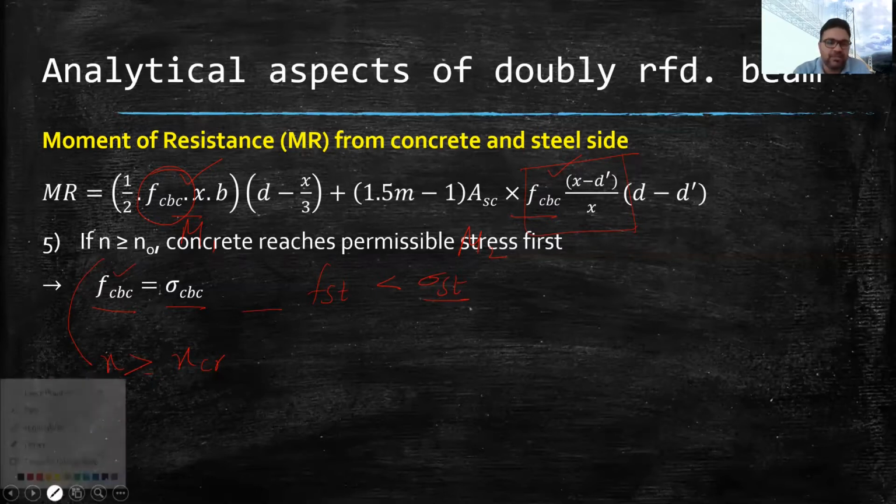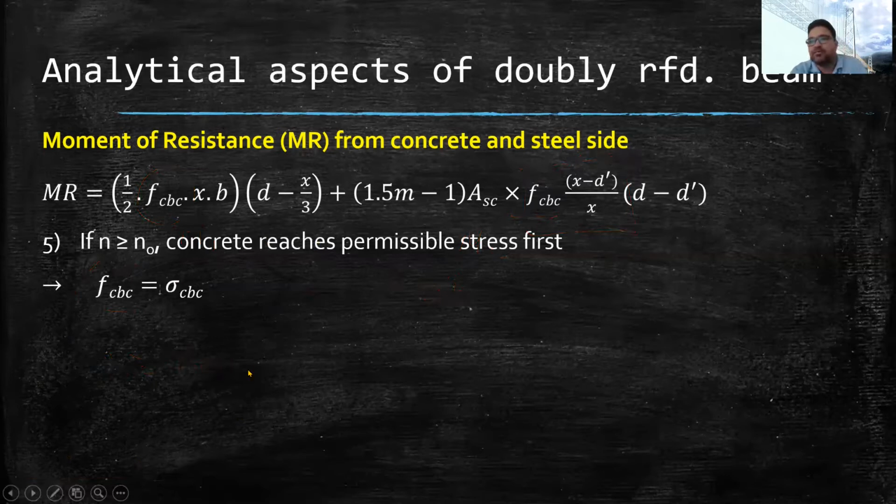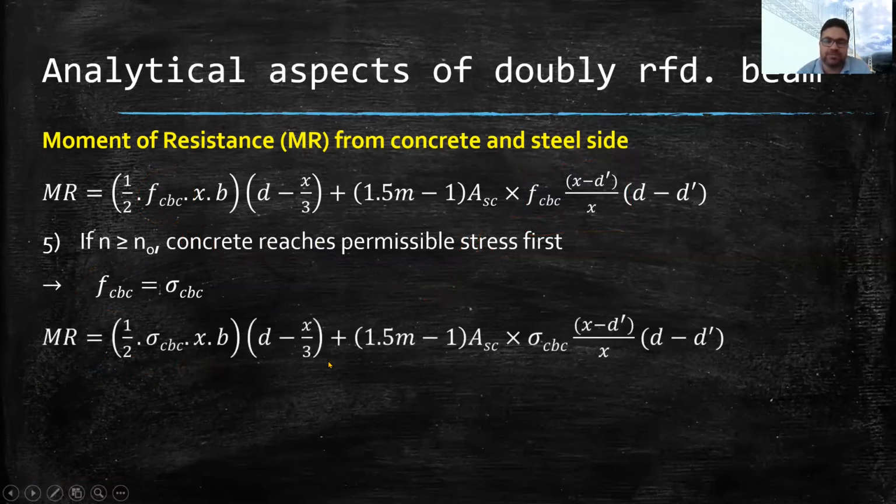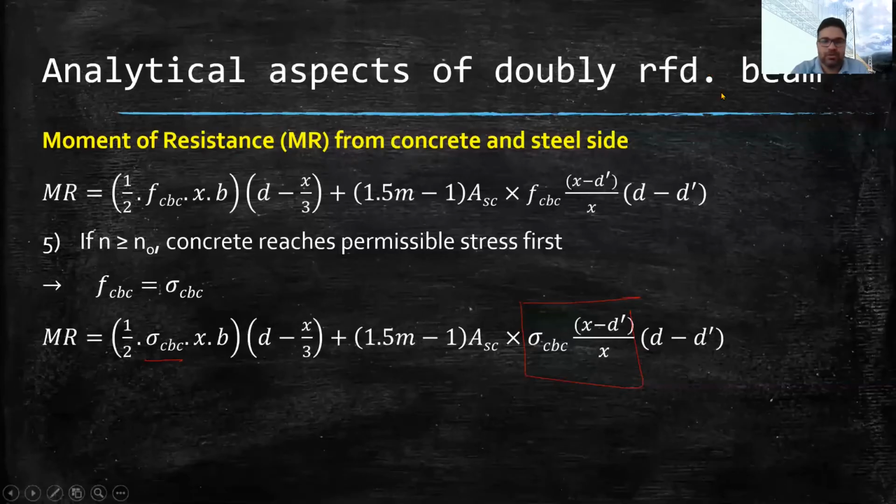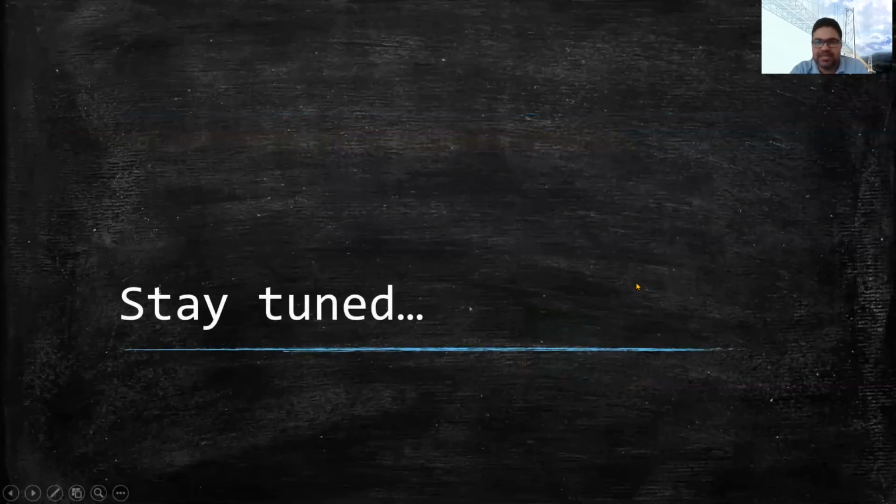And in that case, the formula that we will use to calculate the moment of resistance will be this one. So this time we have used the permissible stress, because this time the actual stress in concrete is equivalent to the permissible stress, and also the stress at the level of steel, we have calculated in this term. Okay, so these are the steps. So we will continue our discussion in the next part. Thank you.